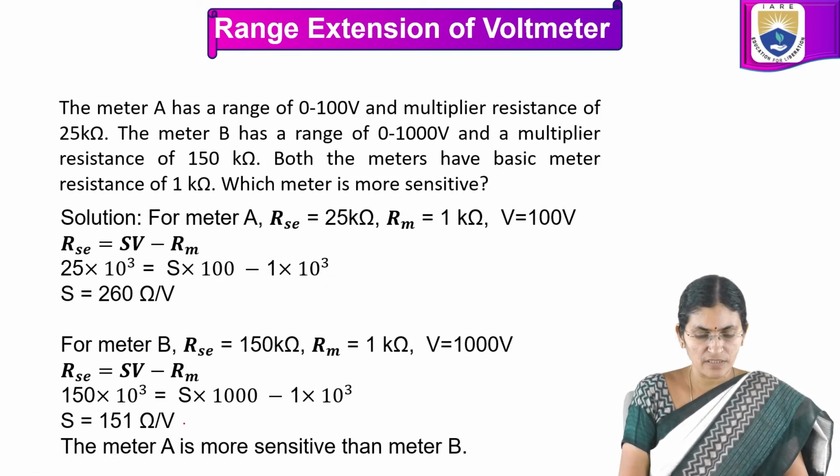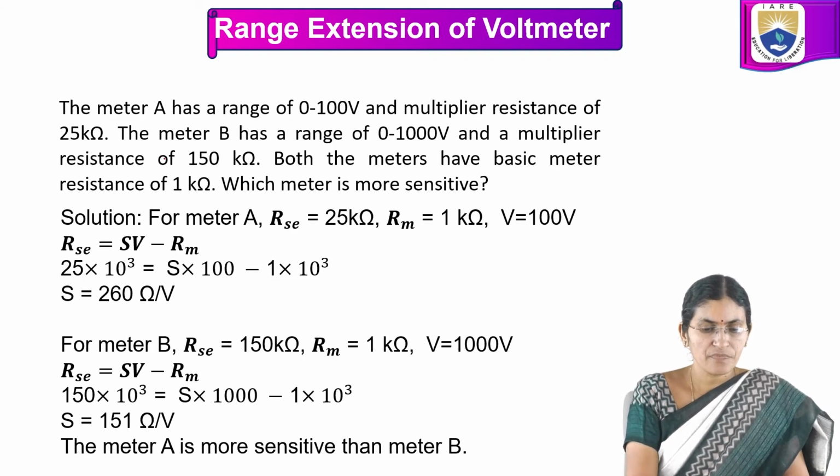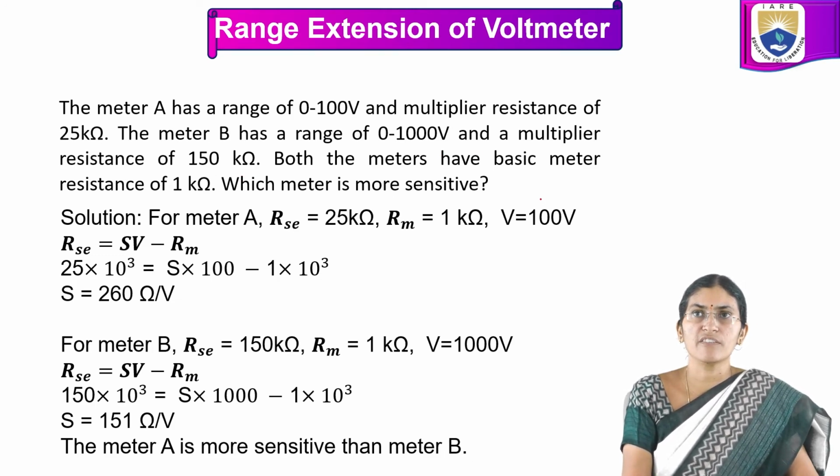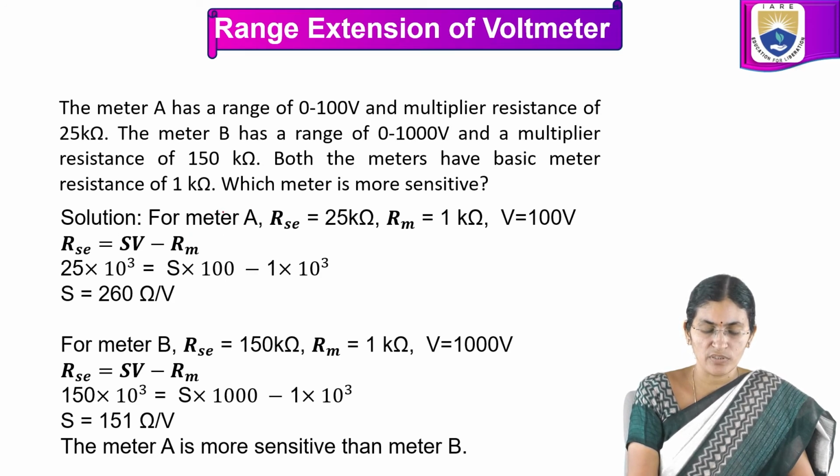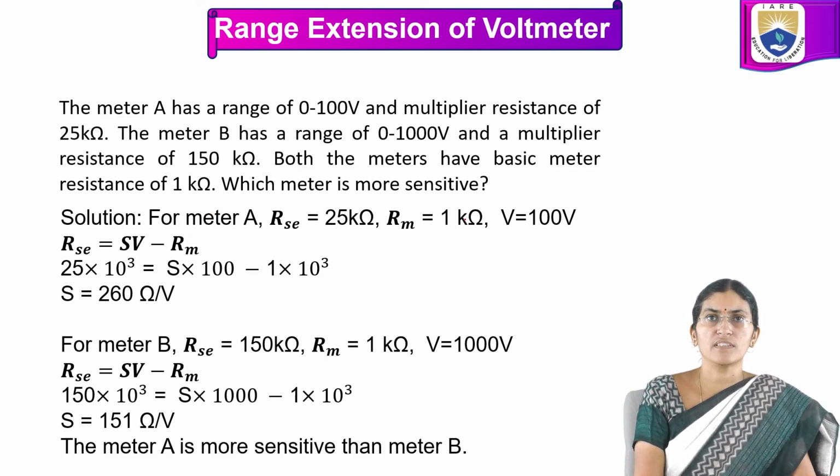Next, one more problem we can solve based on this. Meter A has a range of 0 to 100 volts and a multiplier resistance of 25 kilo ohms. Meter B has a range of 0 to 1000 volts and a multiplier resistance of 150 kilo ohms. Both the meters have basic meter resistance of 1 kilo ohms. Which meter is more sensitive?